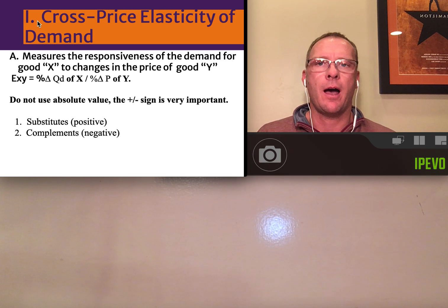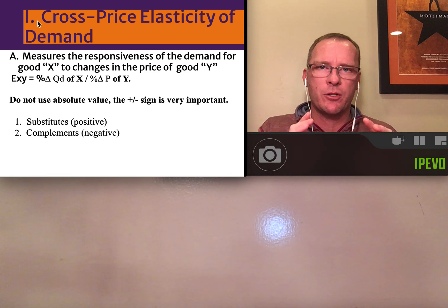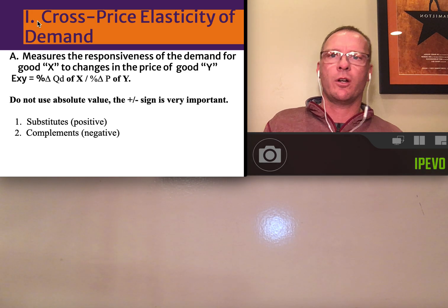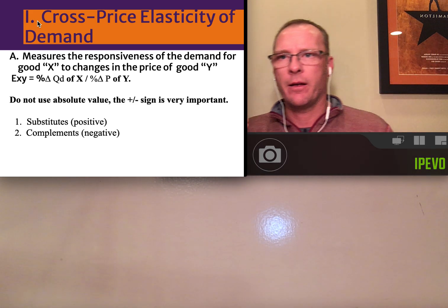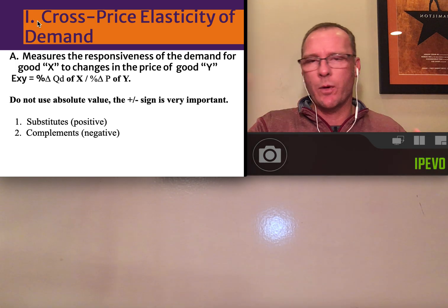Instead of taking the percent change in quantity divided by percent change in price, you are going to do that, except this time you're going to take the percent change in the quantity of one good divided by the percent change in the price of another good. So like two different goods. We have good X and good Y.